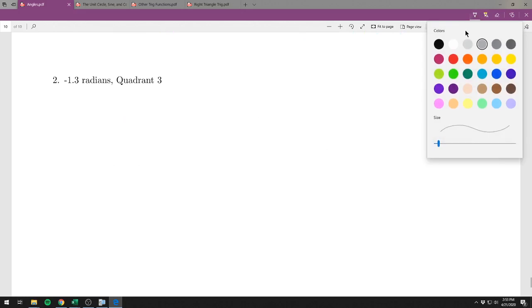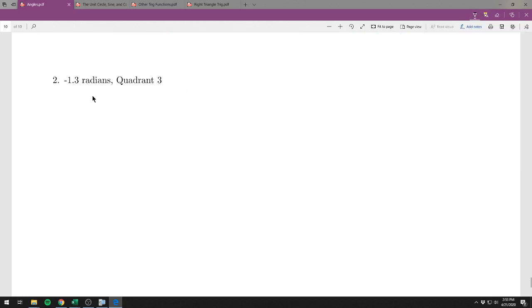All right, so number 2 here, we've got negative 1.3 radians. We want the reference angle for this. This isn't between 0 and 2 pi, so we've got to fix that. But once we figure that out, then we figure out the angle in quadrant 3 with that reference angle.